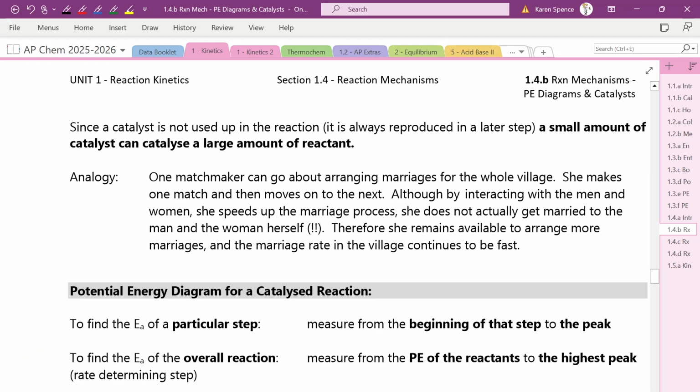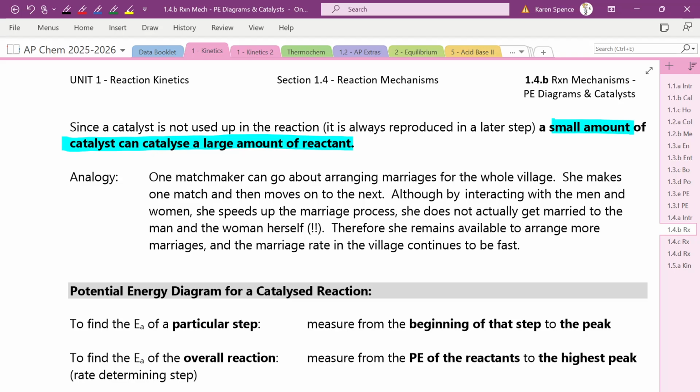All right, since a catalyst is not used up in a reaction and it is always reproduced later, a very small amount of catalyst can catalyze a large amount of reactant. And that's why it was so important that they get rid of those chlorofluorocarbons altogether, that they have a complete worldwide ban on them. Because if you had some country somewhere being like, no, it's okay, we'll just do it, you would still end up with those reactions being catalyzed over time. And they would just go on and on.